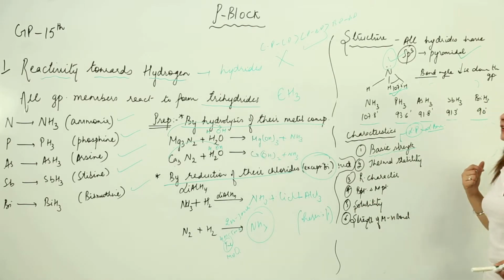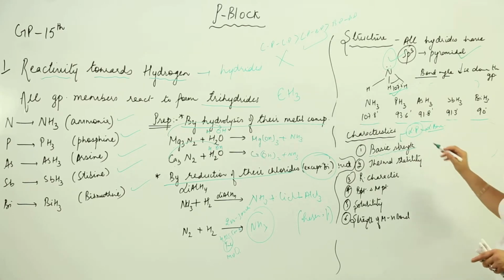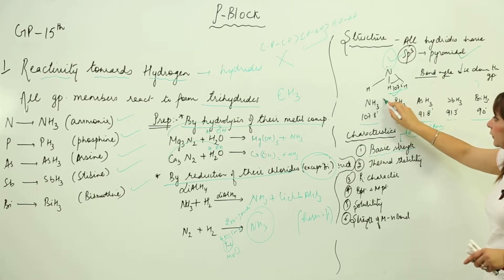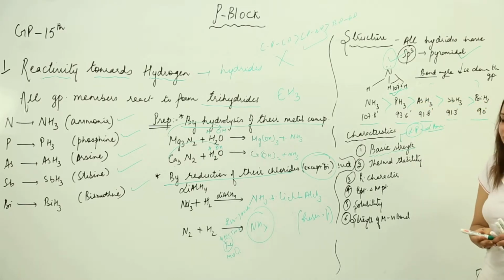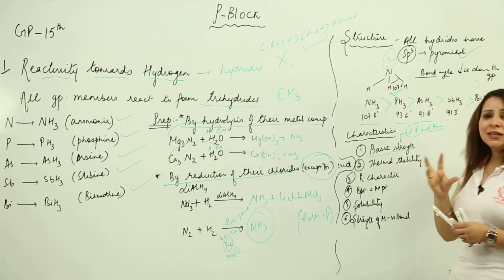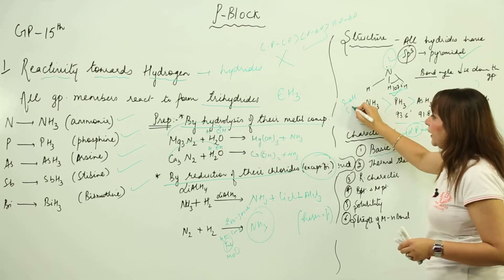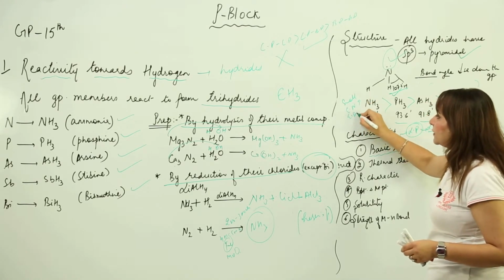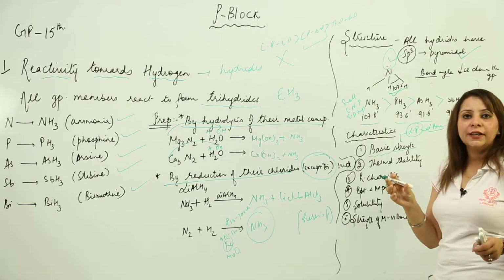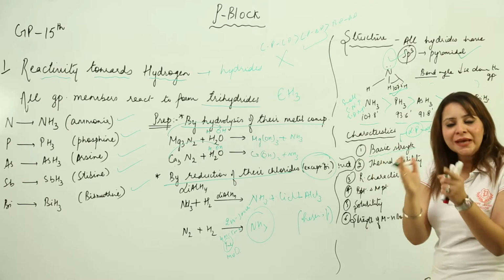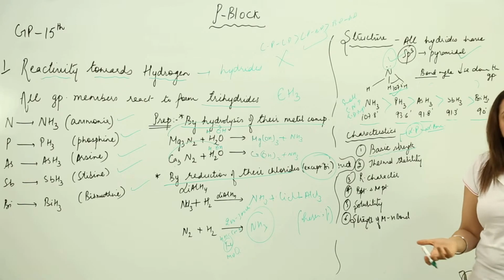If we talk about their basic strength along the group, it is in order, with NH3 being the most basic. The reason is nitrogen is very small in size, we know that. Being small, its electronegativity will be more and its electron density will also be high, because the same number of electrons is concentrated in a small space. So the electron density is comparatively high, and therefore its basic character is obviously high.